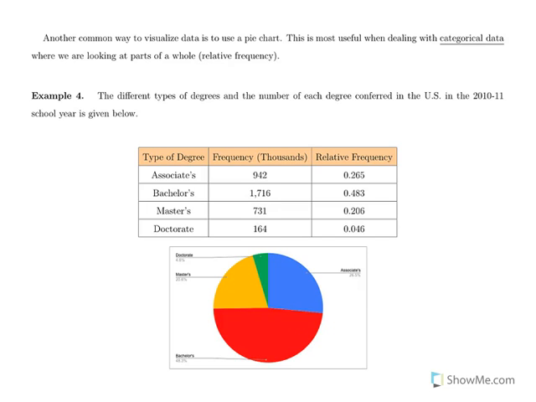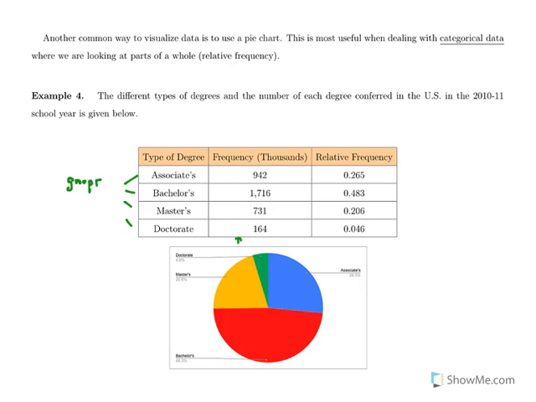So looking at an example, the different types of degrees, the number of each degree conferred in the US in the 2010-2011 school year is given below. So note that our groups are not numbers. It's not 15.3 to 15.5. That's quantitative data. This is categorical data, qualitative data, where we're actually just giving names. It's just some kind of word, some category to each group. But we still have our frequency and relative frequency. We know that there were 942 associate's degrees given in that school year.